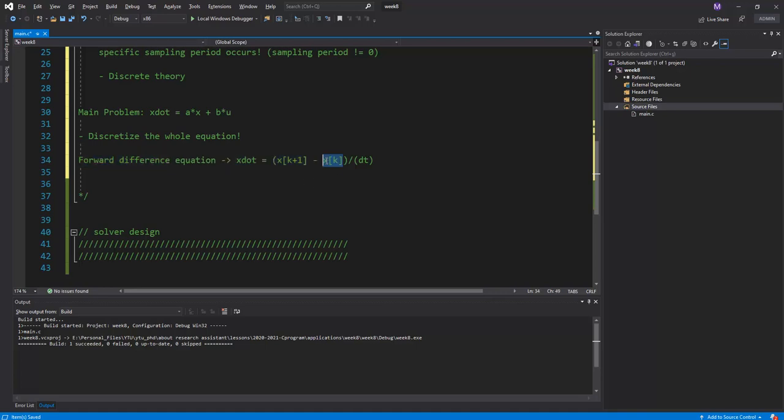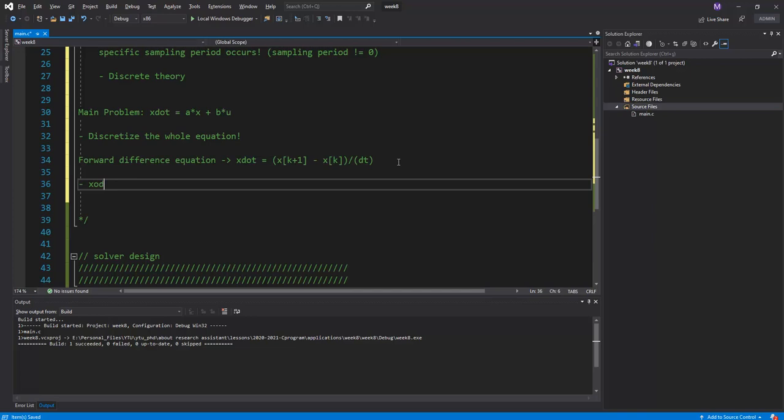And so x k is the now value or present value. And if we have this equation form in here, then we should also have this value, and so the specific sampling period gives us the x dot value in time. Okay, and so what about our equation? Our equation is that x dot is equal to what? A times x plus b times u.